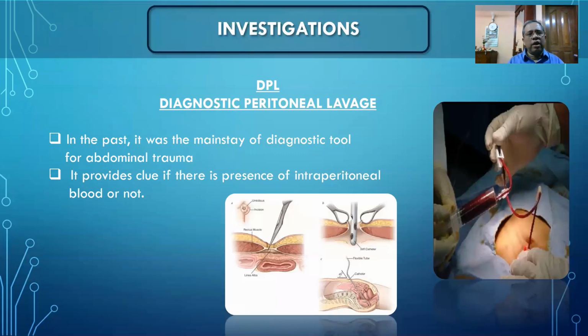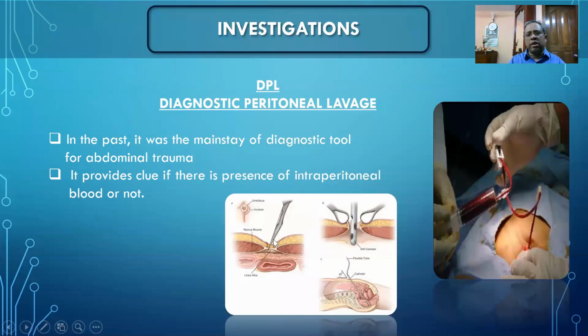So in the past, it was a mainstay diagnostic tool for abdominal trauma, when there were no facilities like ultrasonography, CT scan, or MRI. But nowadays it is very, very rare and easily not done. It provides a clue whether there is intraperitoneal blood or not. So this is called DPL, diagnostic peritoneal lavage.